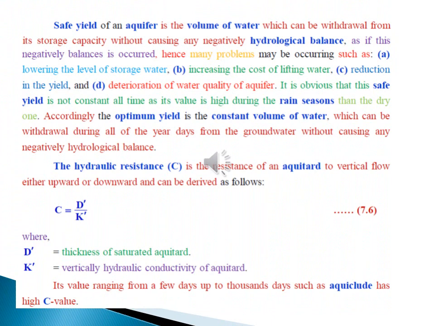Safe yield of an aquifer is the volume of water that can be withdrawn from its storage capacity without causing any negative hydraulic balance, as if this negative balance occurs, many problems may occur, such as lowering the level of stored water, increasing the cost of lifting water, reduction in the yield, and or deterioration of aquifer water quality. Moreover, the hydraulic resistance is the resistance of an aquifer to vertical flow either upward or downward and can be derived as shown in the enclosed equation.